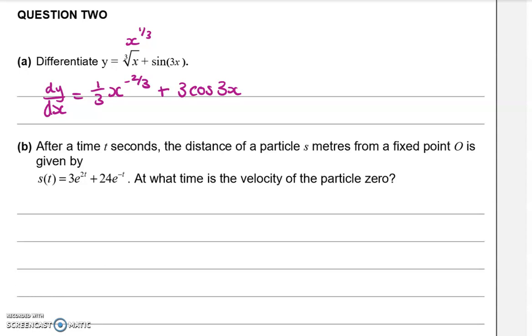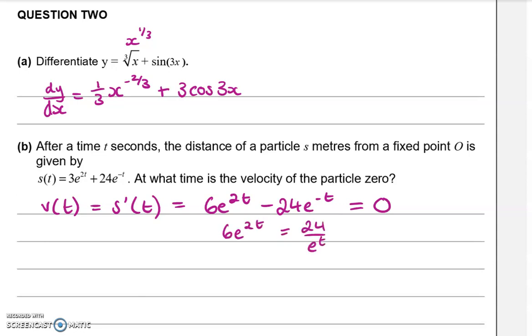Okay, for part B, we've got the distance of a particle s. We want to know at what time the velocity of the particle, so at what time is the velocity 0? So to get from distance to velocity, you differentiate. That's kinematics from level 2. So the velocity of t is equal to the derivative of s. So that becomes 6e to the 2t minus 24e to the minus t. And the question asks us to work out what's the time when that equals 0. So let's set that equal to 0.